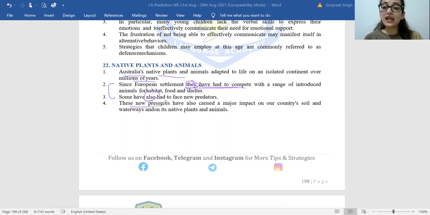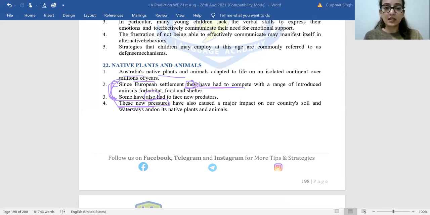These new pressures will come at the end because the previous both sentences had the same concept. This is a problem. This is also a problem. So you should not put anything in between, like giving a solution. When you have one more sentence talking about problems, you should first finish both of them. One is this problem, second is this problem, and then you change the topic to: these problems have also caused a major impact on the country's soil and waterways and on its native plants and animals. So these new pressures would refer to both of the problems in 2 and 3.